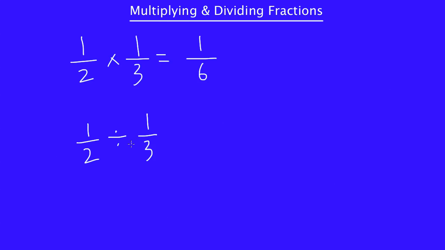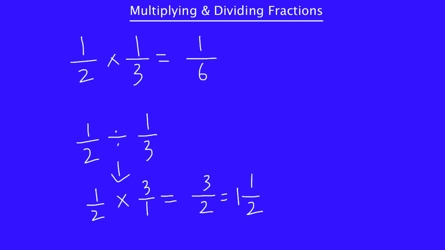So what we're essentially going to do is change this problem into a multiplication problem and take the reciprocal of the second fraction. The problem gets changed into a multiplication problem, 1/2 times 3/1. Then we multiply the same way we did for the first example, the numerators with the numerators and the denominators with the denominators. So 1 times 3 is 3, and the denominator is 2. We'd like to simplify this improper fraction into a mixed number, which is 1 and 1/2.